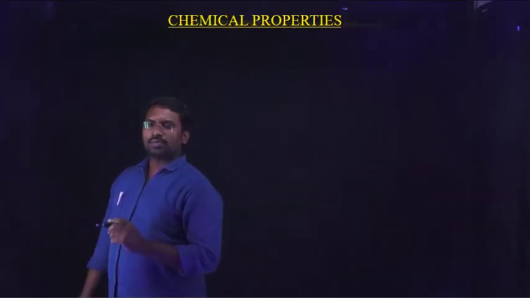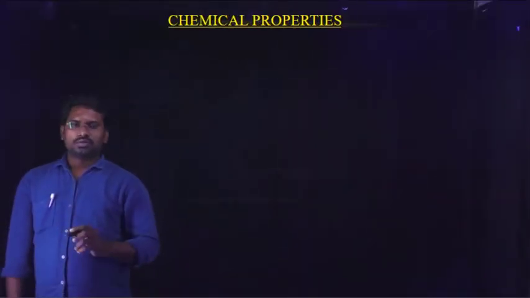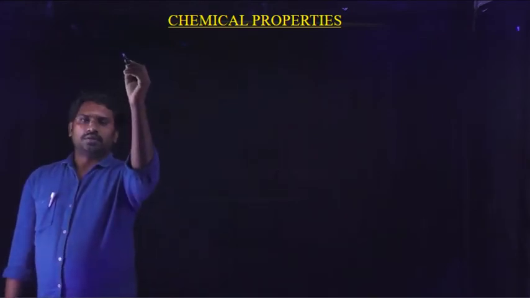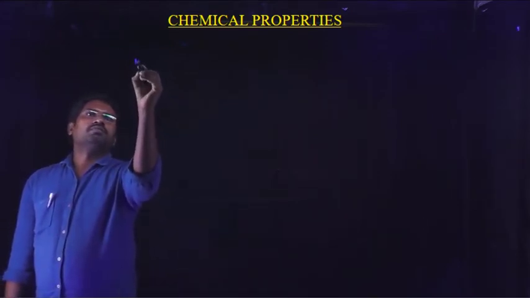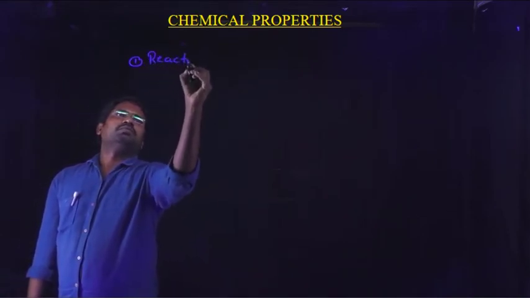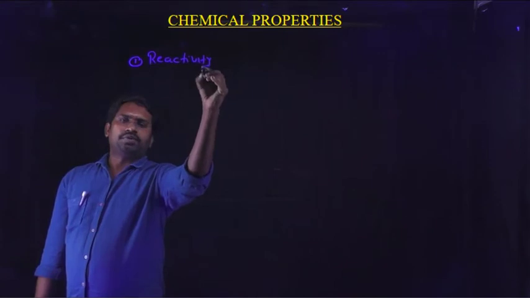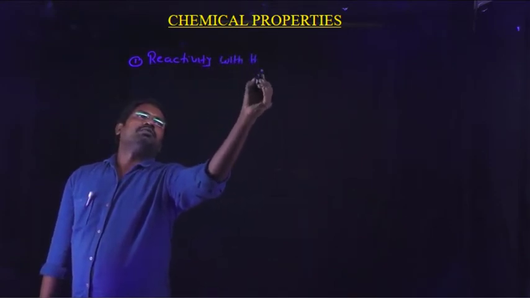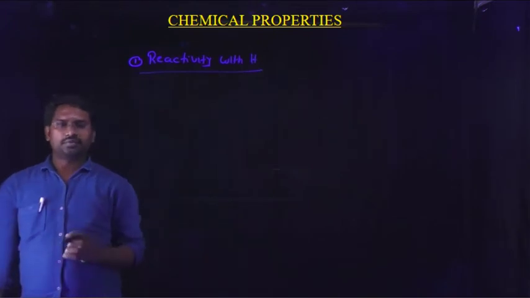On chemical properties of halogens. So what are the chemical properties of halogens? The first one is reactivity with hydrogen.